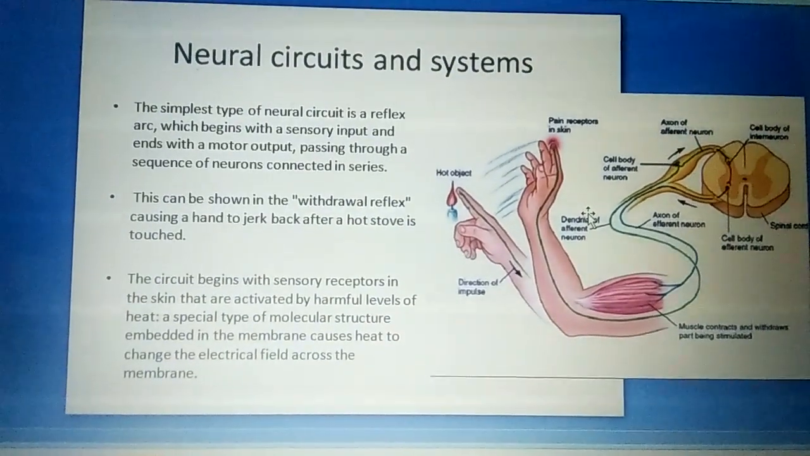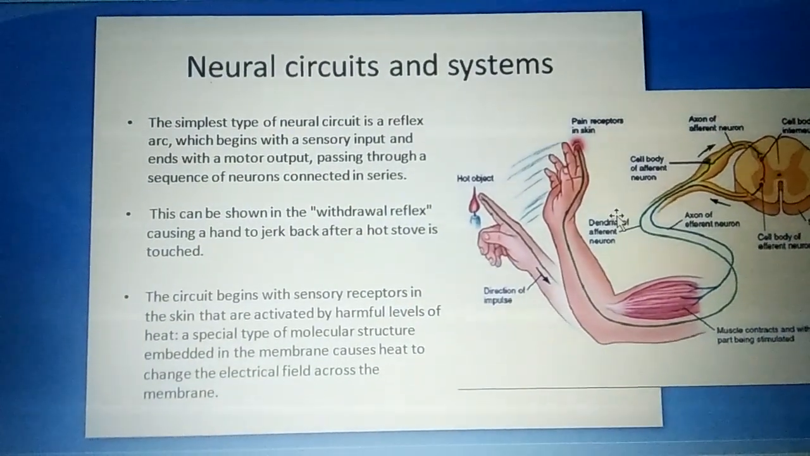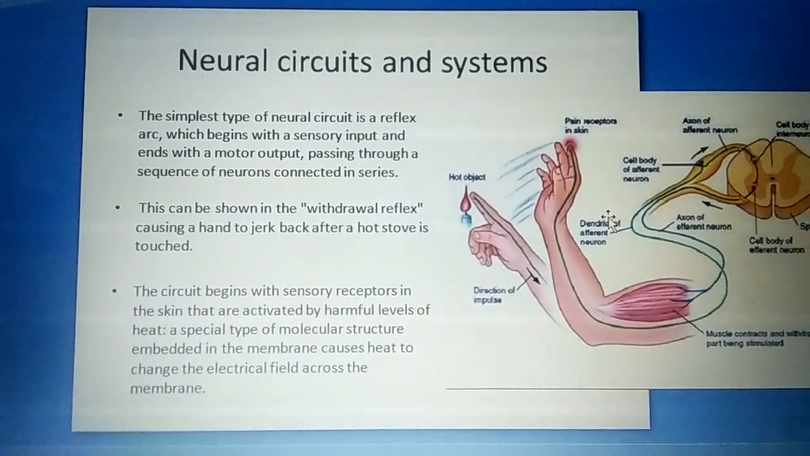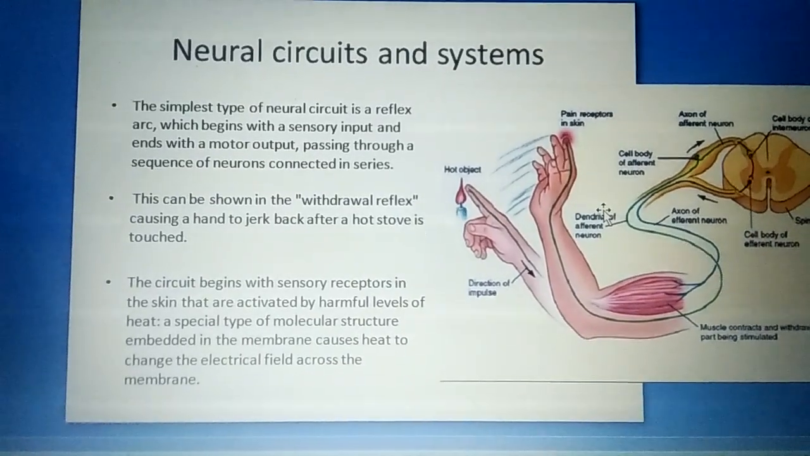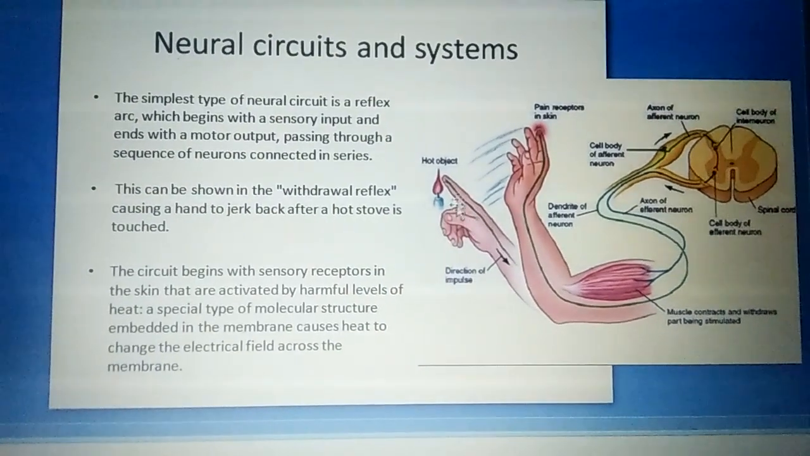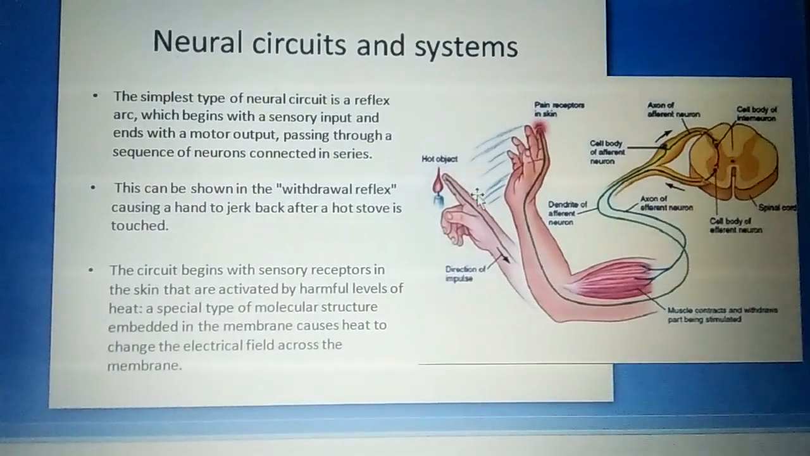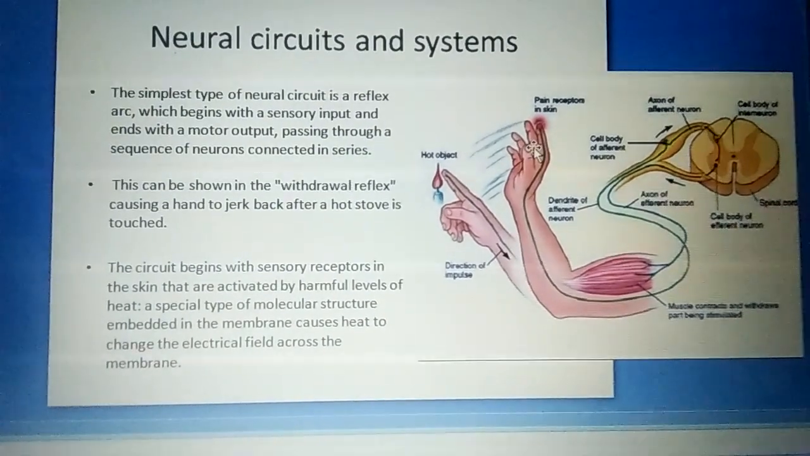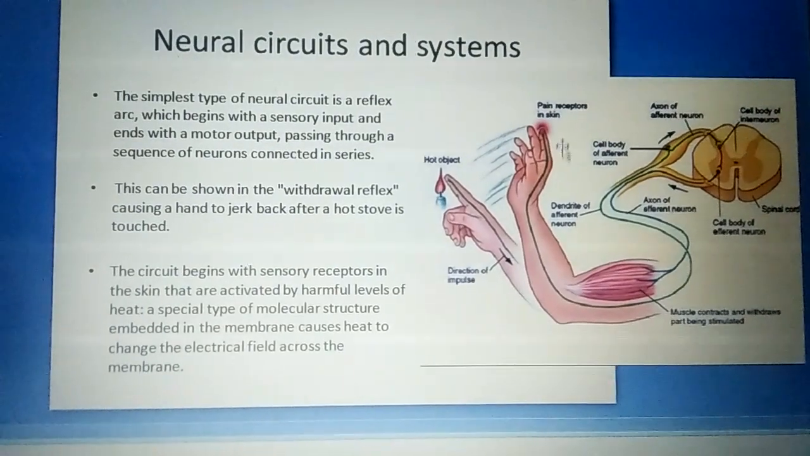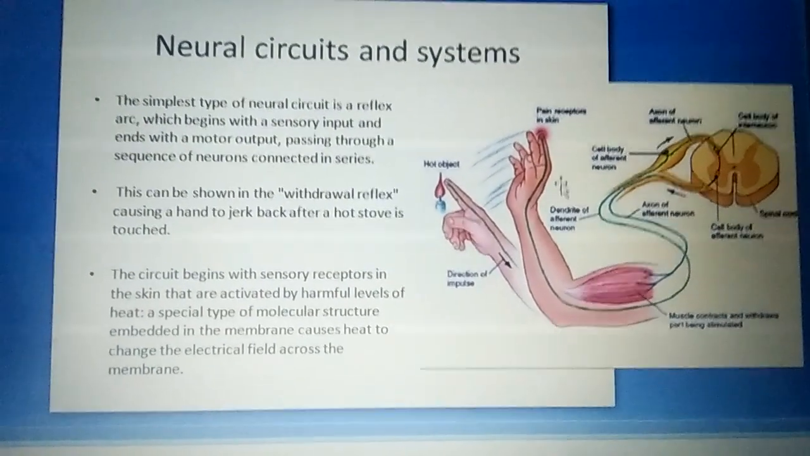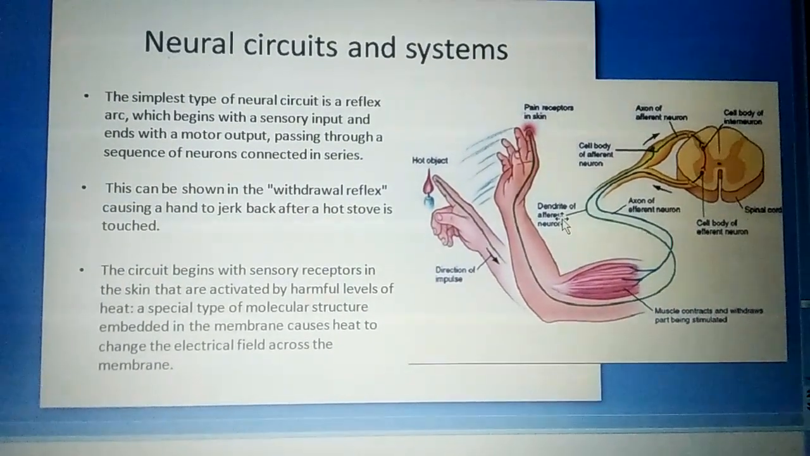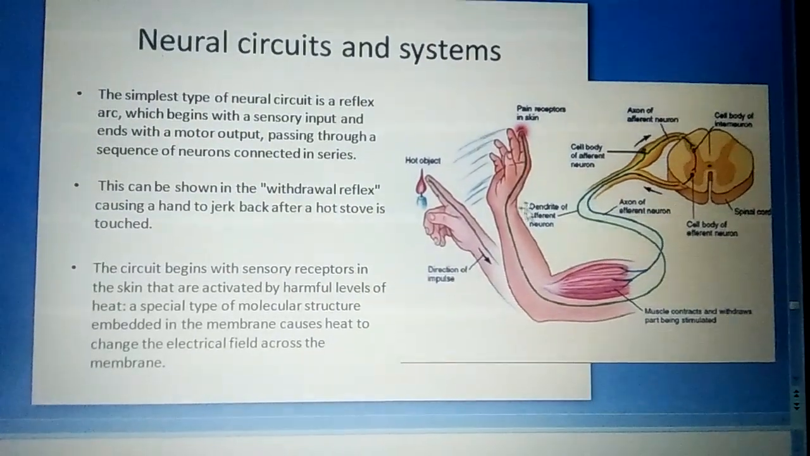Neural circuits and systems. The simplest type of neural circuit is a reflex arc, which begins with a sensory input and ends with a motor output, passing through a sequence of neurons connected in series. Here we can see the withdrawal reflex, which causes the hand to jerk back after a hot stove is touched. The circuit begins with the sensory receptors in the skin that are activated by harmful levels of heat. A specific type of molecular structure embedded in the membrane causes heat to change the electrical field across the membrane.